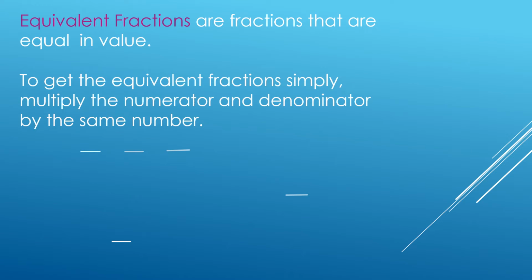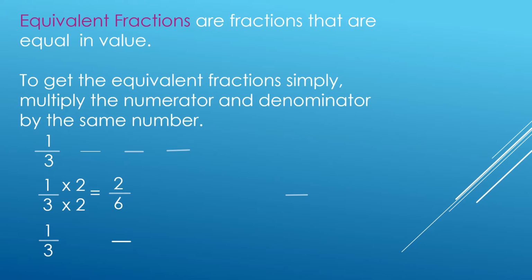To get the equivalent fraction, simply multiply the numerator and denominator by the same number. Let's have an example, 1/3. I'm going to choose any number to multiply both numerator and denominator. Let's say I choose number 2. So 1, I'm going to multiply by 2, and 3, I'm going to multiply by 2. 1 times 2 is 2, and 3 times 2 is 6. So the equivalent fraction of 1/3 is 2 over 6.